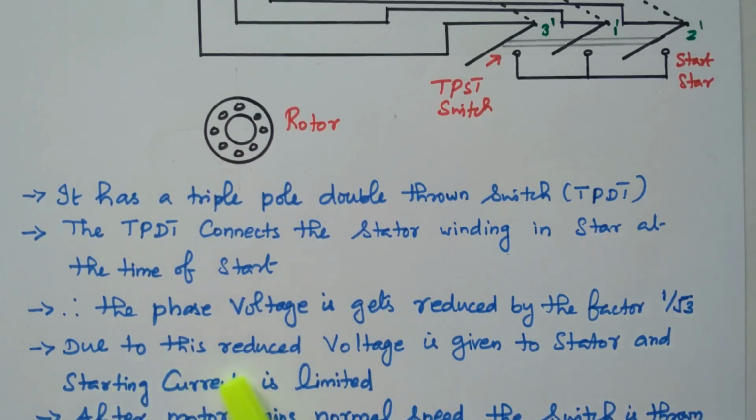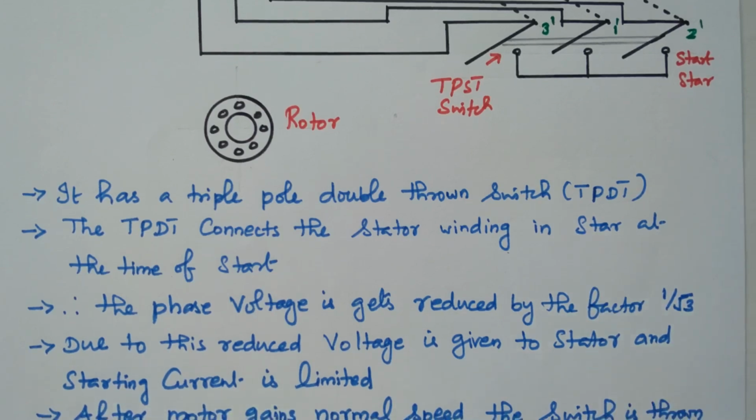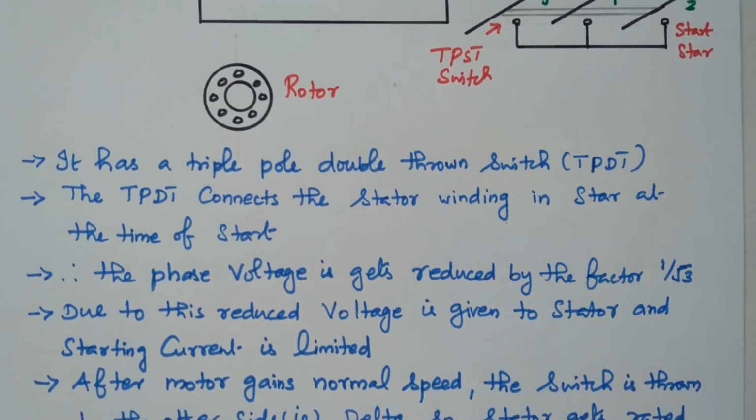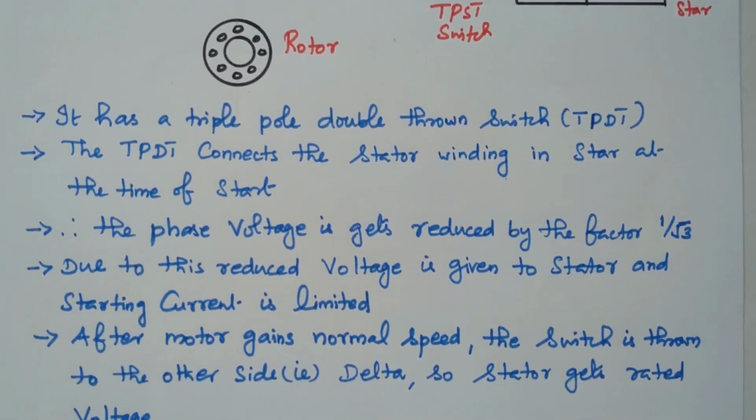So due to this reduced voltage given to the stator, the starting current is limited, because the voltage applied is only 1 by root 3 because of the star connection. Due to the reduced voltage given to the stator, the starting current is also limited. That is our main aim. The main aim of the starter is to limit the starting current.